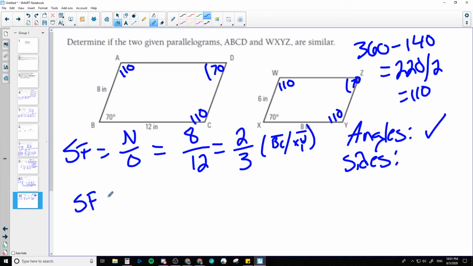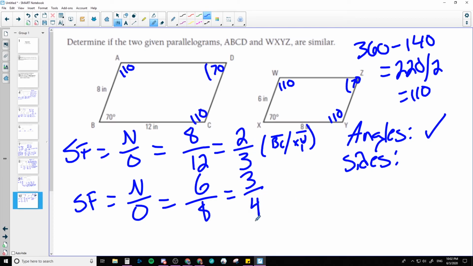And scale factor for the other set. This one's going to be these sides. This is 6 over 8. Now, if we divide these by, let's see, we can do 2, this is 3 over 4. And that's the smallest that it'll go. So 3 over 4. These scale factors are not equal, which means these are not similar parallelograms.